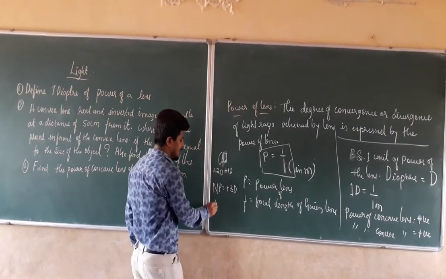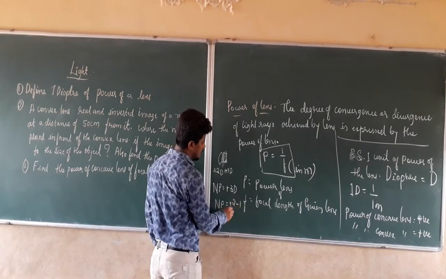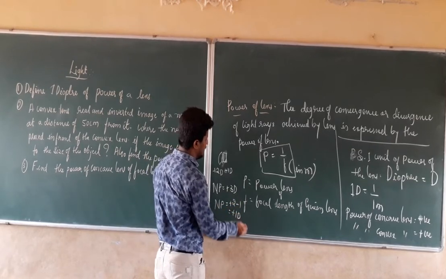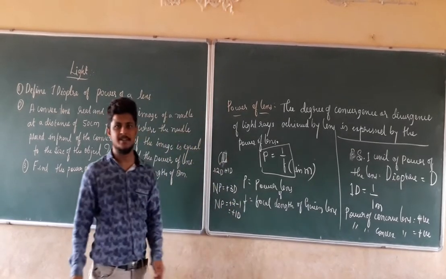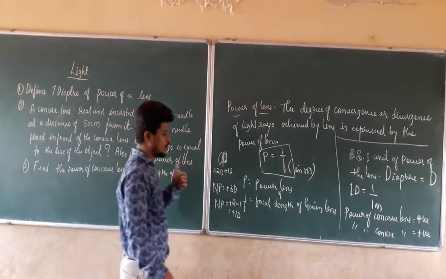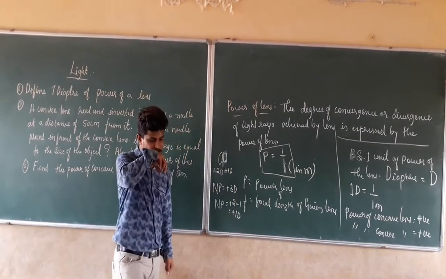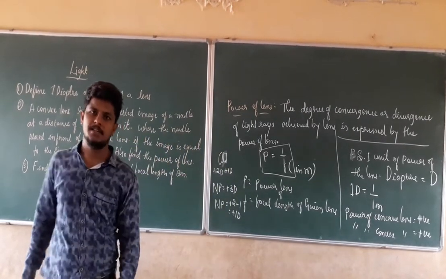So in the second case, net power will be how much? It will be equal to plus 2 minus 1 equal to plus 1 diopter. The net power of this lens will be equal to plus 1 diopter. In this way, power gives us the extent of the divergence and the convergence. I hope this is clear.